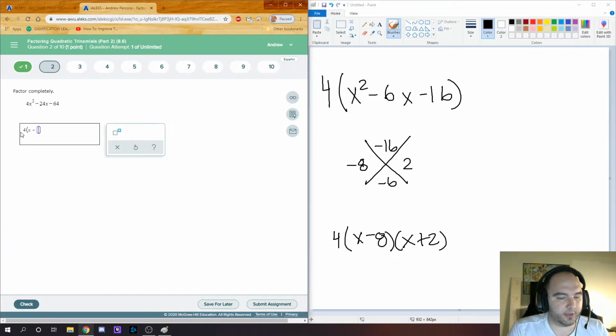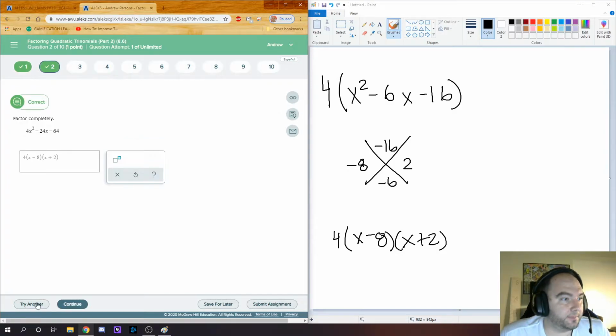So be on the lookout. There's definitely going to be the same kind of problems on your assignment where you can divide something out at the beginning.